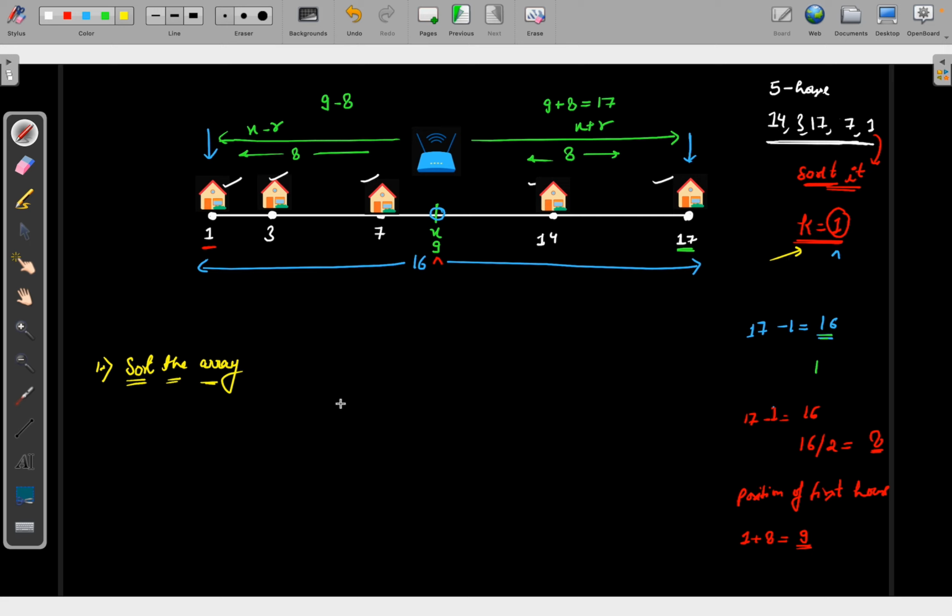What will happen when the router count is two? What will happen when the router count is three? How will we find out the range then? So what we will do for this is solve one more sample input and understand it. Okay, so let me give you one more sample input.